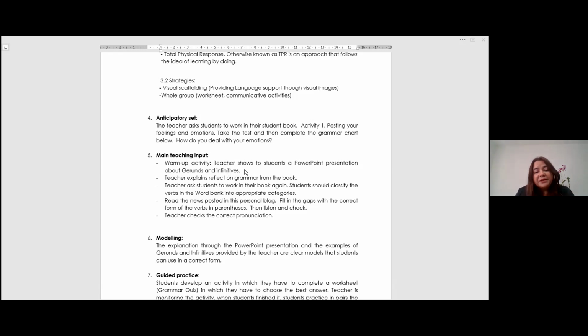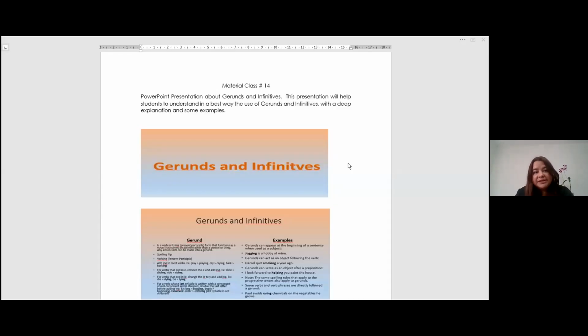For warm-up activity, the teacher shows students a PowerPoint presentation about gerunds and infinitives. Okay, I'm going to share a PowerPoint presentation. Here it is. Material class number 14, PowerPoint presentation about gerunds and infinitives.